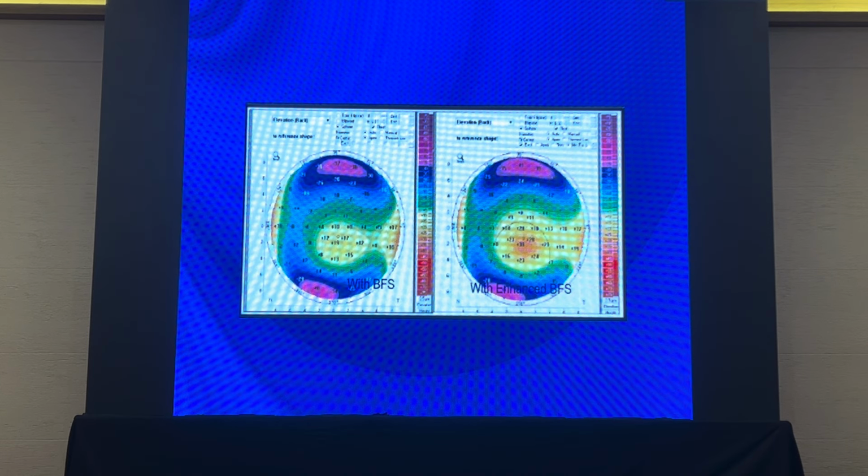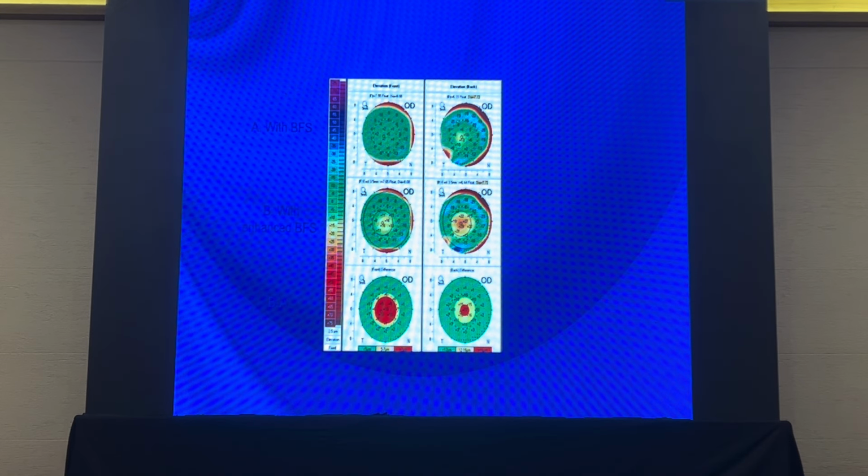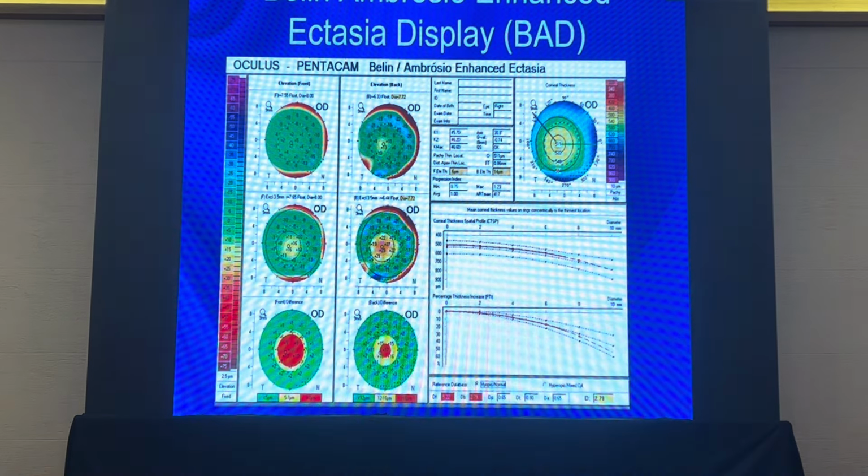For example, the right side shows the best fit sphere, and the second one, the red one, is the enhanced best fit sphere. So that gives a lot of information, especially for people who are not very much used to Pentacam. It will immediately tell that there is a problem there.